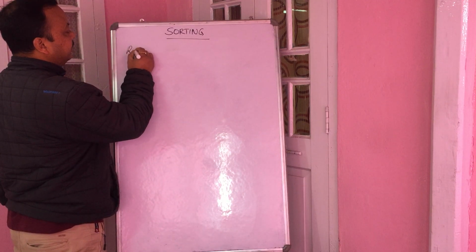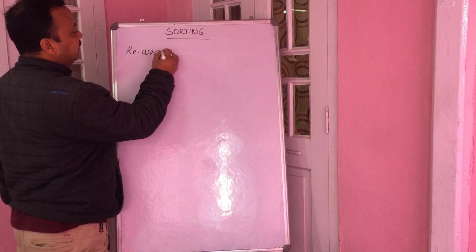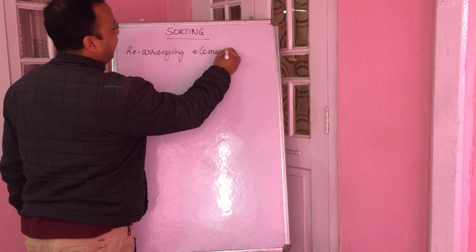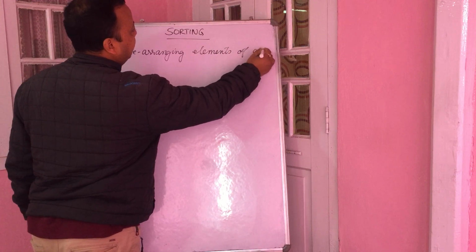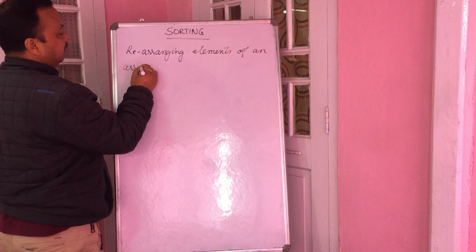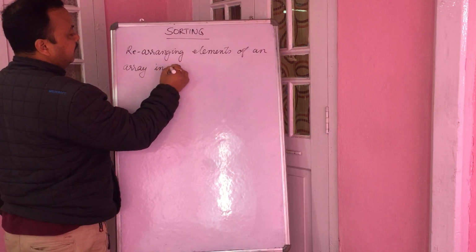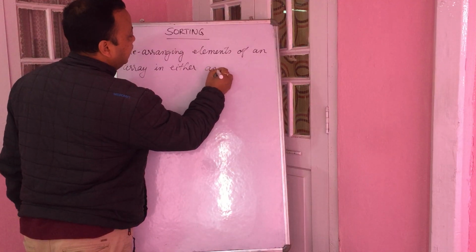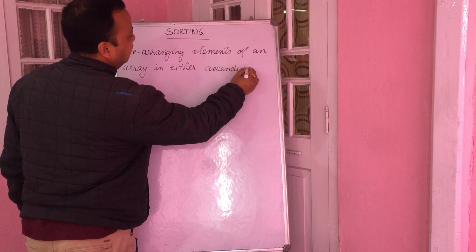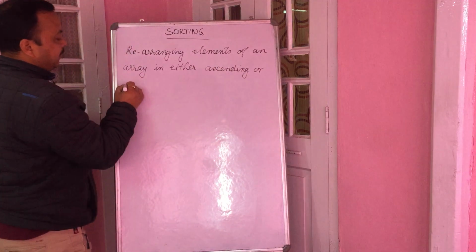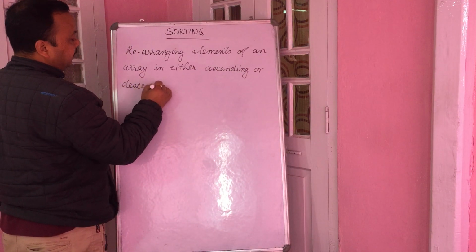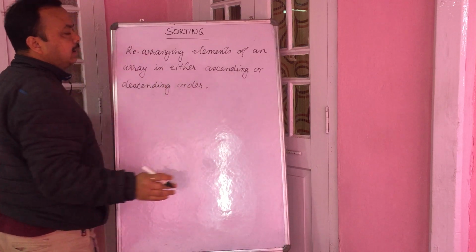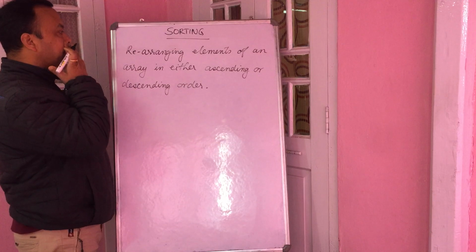It is nothing but rearranging elements of an array in either ascending or descending order. This is the primary definition for sorting.